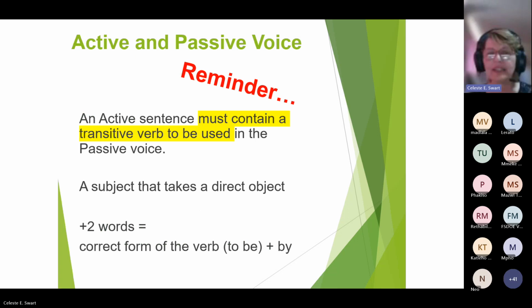Just to remind you that an active sentence can only be written in the passive voice if you have a transitive verb. In other words, the subject has to have a direct object. And when you add up the number of words at the end from the active to the passive voice, you should have 2 more words than what you started with.